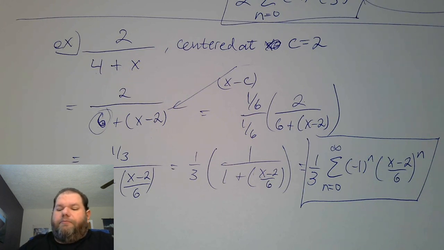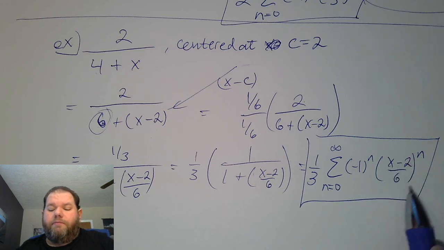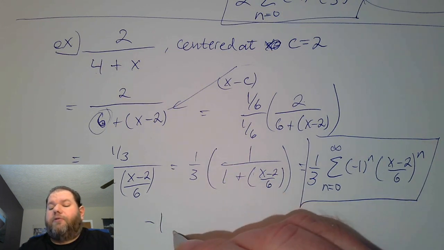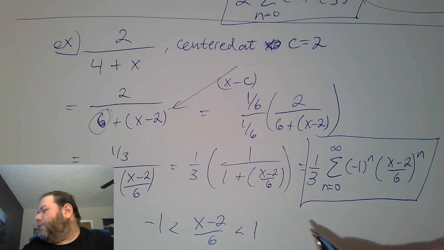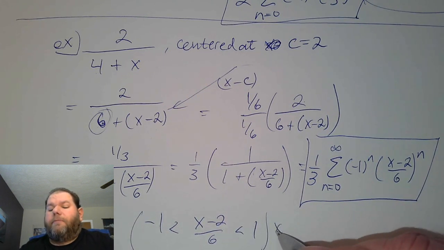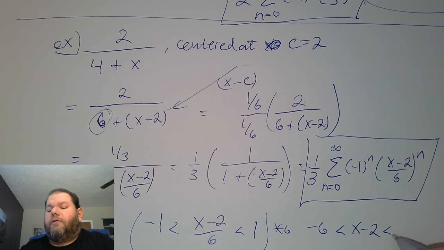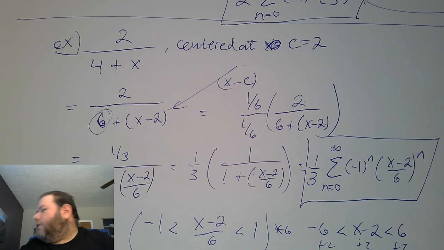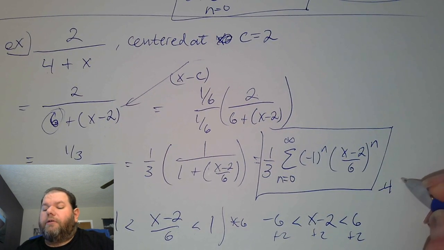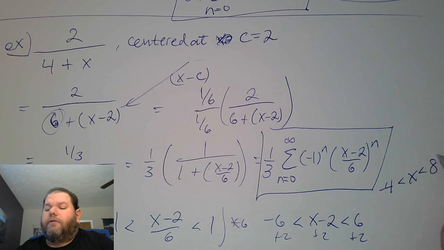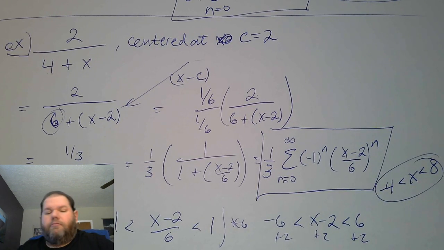Understandably, the convergence interval here will be between -1 less than x minus 2 over 6 less than 1. So we multiply everything by 6. And then we'll add 2 everywhere. So what would that be? -4 less than x less than 8 is our radius of convergence, or a domain, whatever you want to call it.